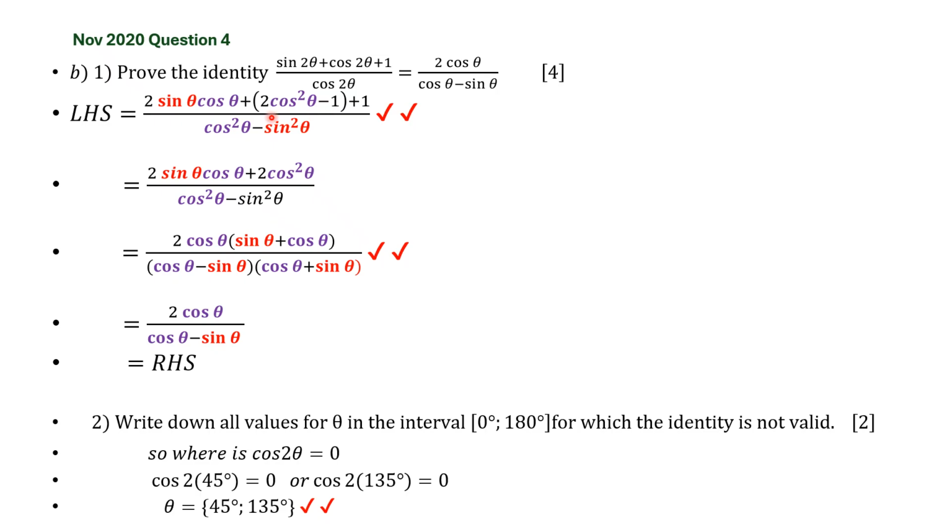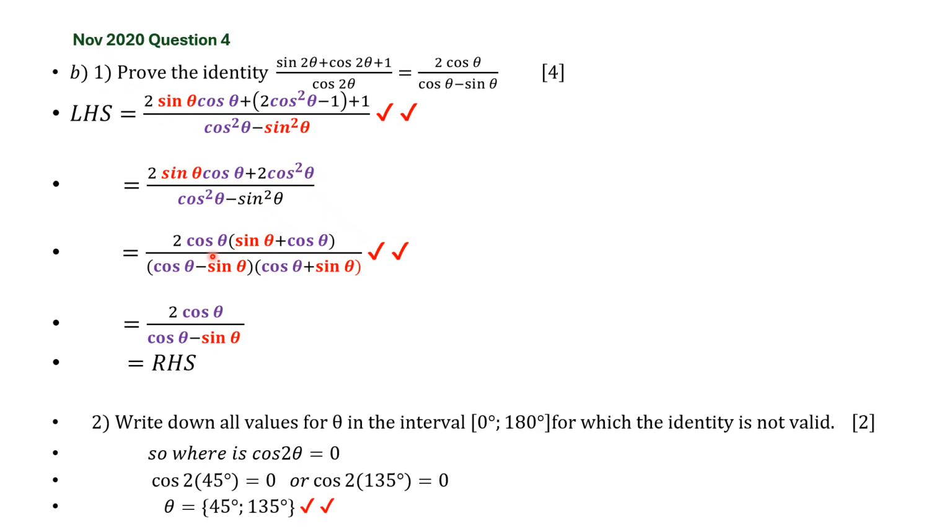I've chosen not 1 minus 2 sin squared, but the minus 1 version, because the minus 1 plus 1 will cancel. The bottom, cos 2 theta, to factorize to cos and sin, I use difference of 2 squares, so it becomes cos squared theta minus sin squared theta. On the top that becomes 2 sin theta cos theta plus 2 cos squared theta minus 1 plus 1, which cancels. Now if we take out the common factor, you can see I have a cos theta on either side of the plus sign.